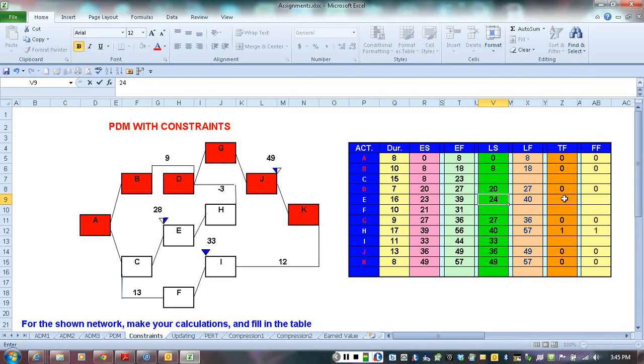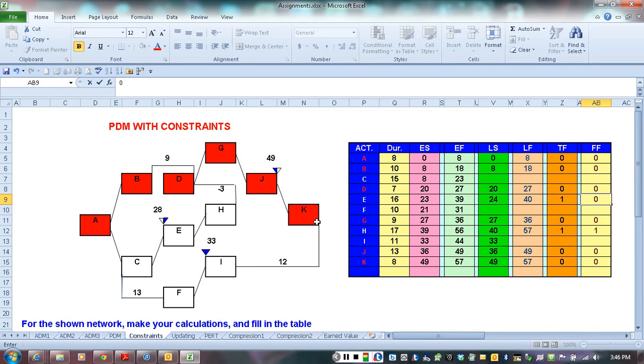And now looking at the total and free floats, again the total float is going to be 1. Free float for this activity is going to be the total float minus the total float of the immediate successor, which is H, which has a total float of 1, therefore the free float is going to be 0.